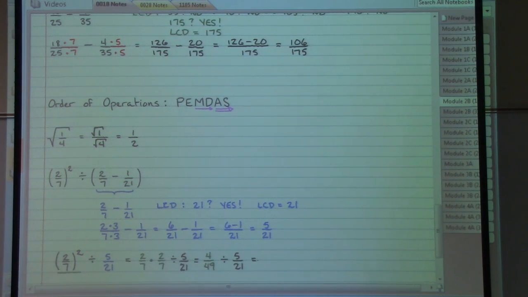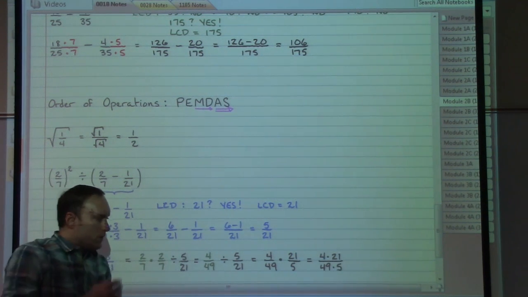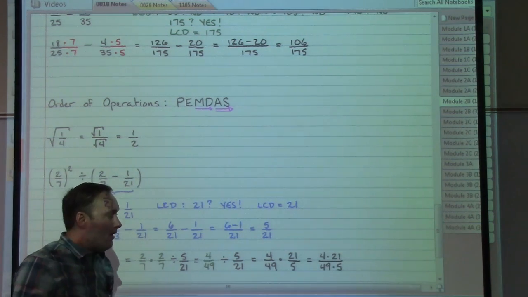Our division problem was keep, change, flip. So we would want to keep the first fraction the same, change the division to multiplication, and flip the second fraction upside down. Now we've got a multiplication problem, which again we had said was multiply straight across. And my recommendation was to leave things partly broken, partly factored, so that it would be a little bit quicker for us to see whether we could slash anything out to get a reduced answer.